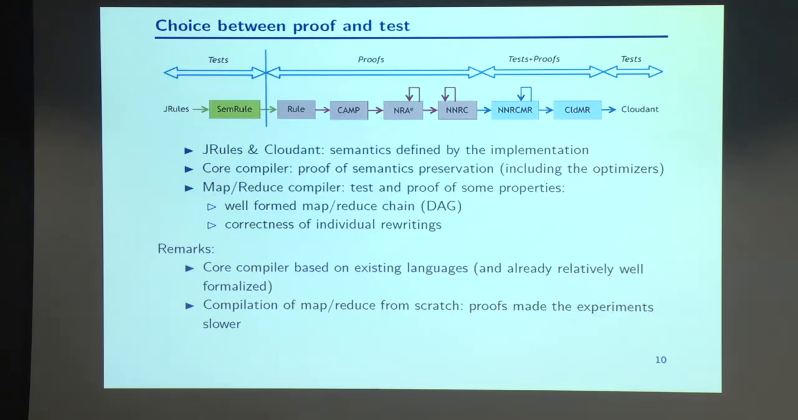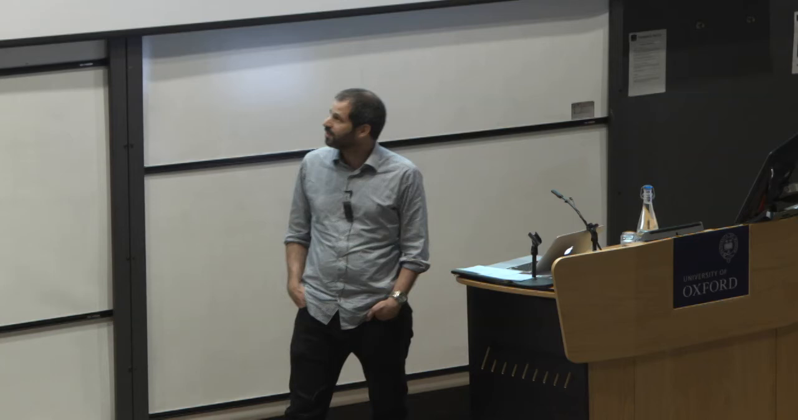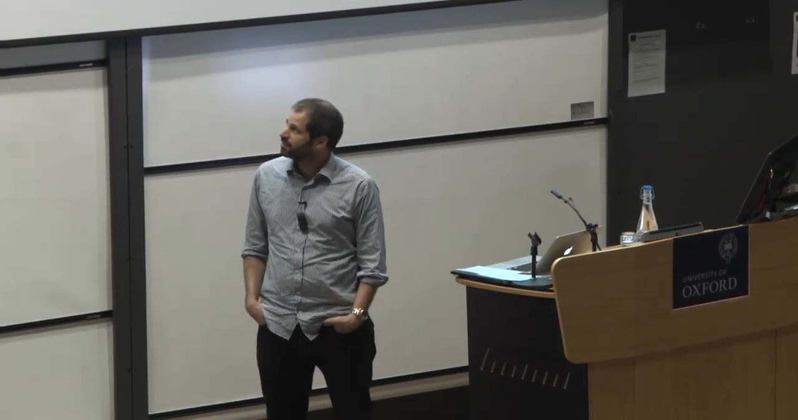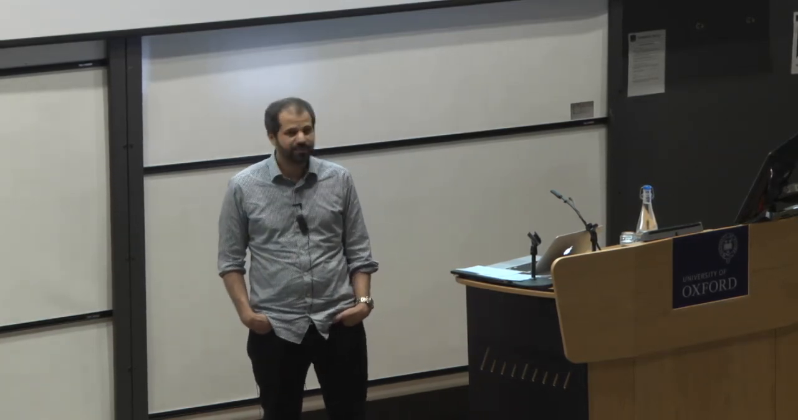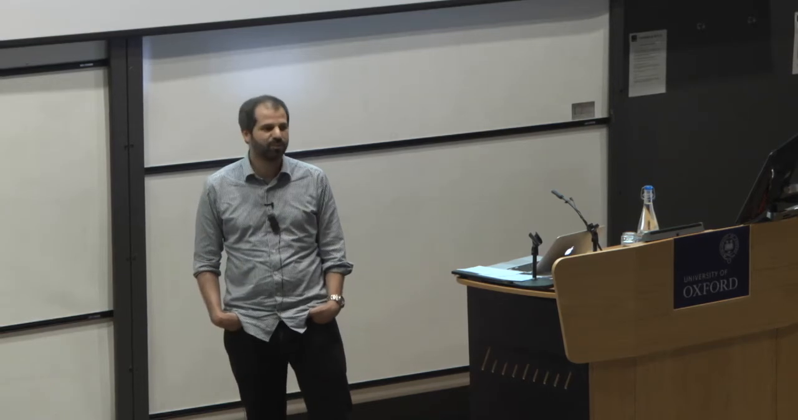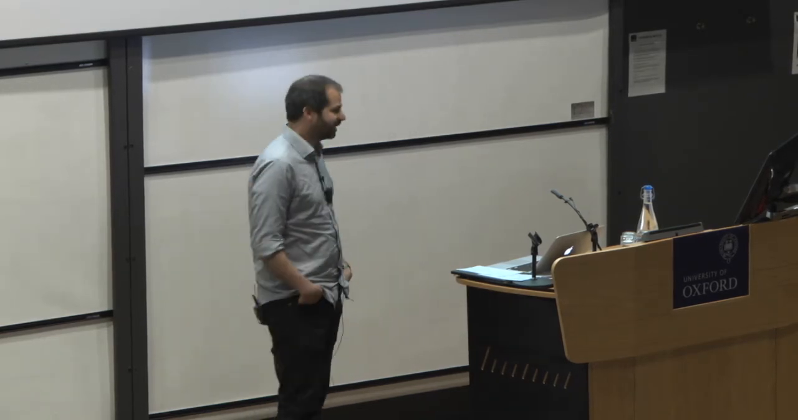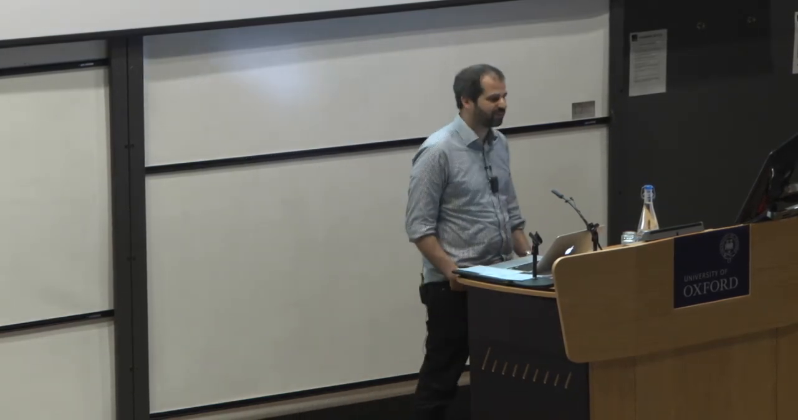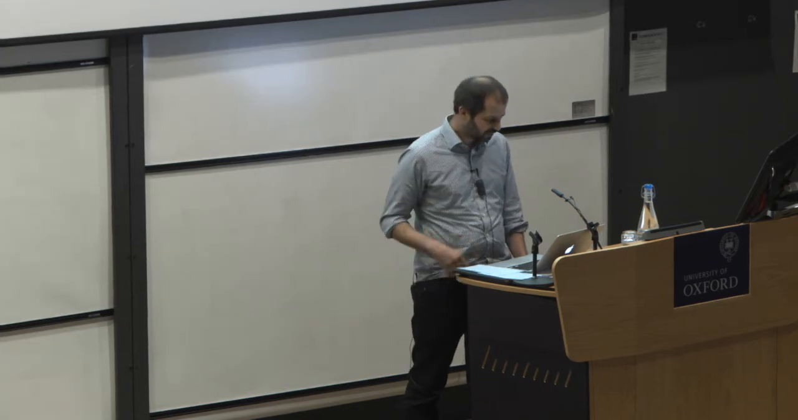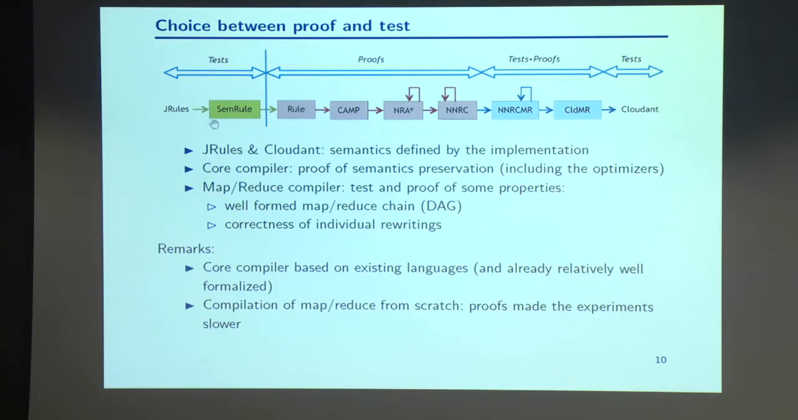So we say we do some Coq, but I think one of the key points is that it's not because we are using a proof assistant that we have to prove everything. And so we did a mix of proof and test for different parts. And for some parts, we had no choice.